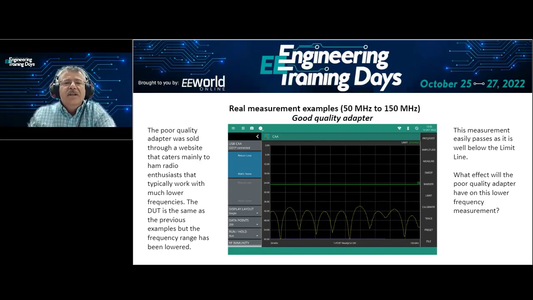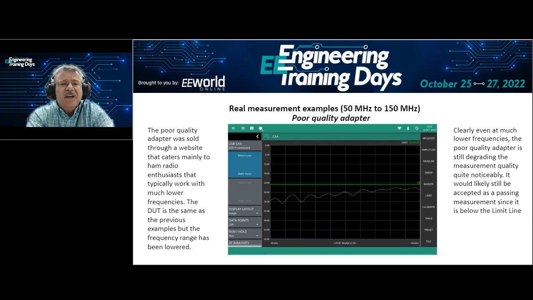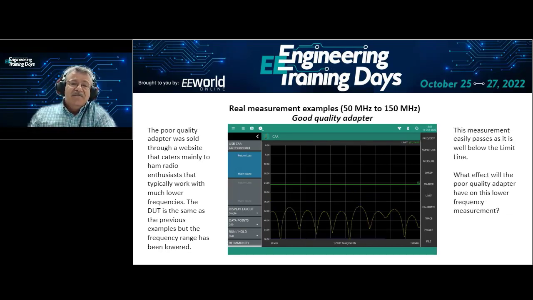Here's the measurement with the good quality adapter added after, but not calibrated. Here's the same measurement with the poor quality adapter added, but not calibrated. There's a certain shape to this measurement that I'm going to touch on in a second. But this measurement still passed. So technically, a technician in the field could save this measurement and submit it, and it would probably be accepted. But in reality, it's clearly not optimal.